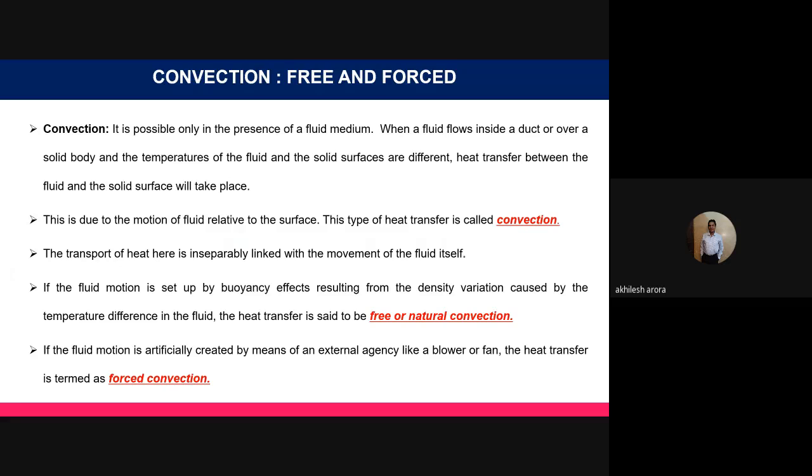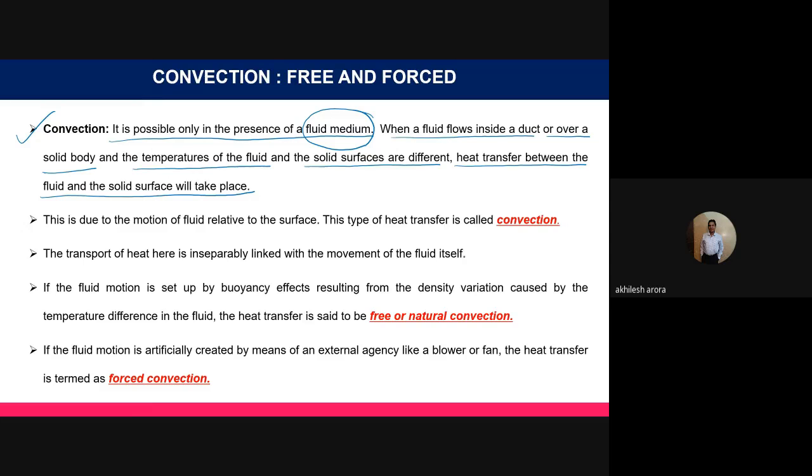Now let us talk about convection. Convection is possible only in the presence of a fluid medium. So remember, it is possible only in the case of a fluid medium. When a fluid flows inside a duct or over a solid body, and the temperature of the fluid and the solid surfaces are different, heat transfer between the fluid and the solid surface will take place.